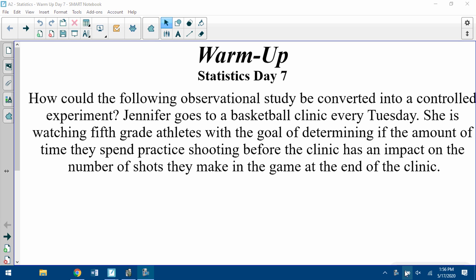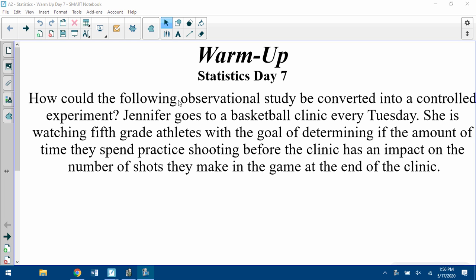Jennifer goes to a basketball clinic every Tuesday. She is watching fifth grade athletes with the goal of determining if the amount of time they spend practice shooting before the clinic has an impact on the number of shots they make in the game at the end of the clinic. I remember this is an observational study right now because what's not being imposed on these people?